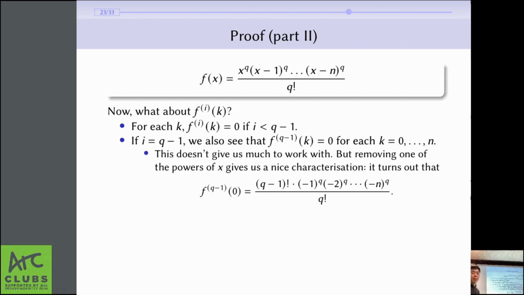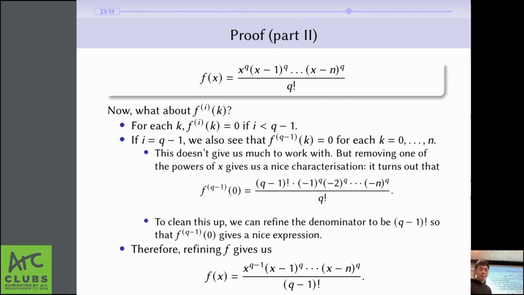And all of these will cancel out, except for a q at the bottom, which is kind of nice, but also not really, because we have this fraction that we're going to be working with. But remember that this q factorial never really changed. So instead of having q factorial at the bottom, we're just going to have q minus 1 factorial at the bottom, and that will cancel out with the q minus 1 factorial that we had at the top. And so this factorization allows us to have this nicer form where we just have minus 1 to the q times minus 2 to the q up until minus n to the q. Cool. And then we refine our f to be exactly this.